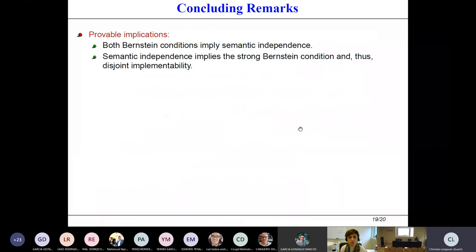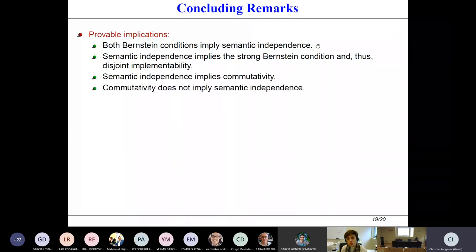Concluding remarks: both Bernstein conditions imply semantic independence. That is a very important statement because Bernstein conditions are very, very popular, and have been popular for half a century. Semantic independence implies the strong Bernstein condition and thus disjoint implementability. Semantic independence implies commutativity. Commutativity does not imply semantic independence. We have all proved all this.